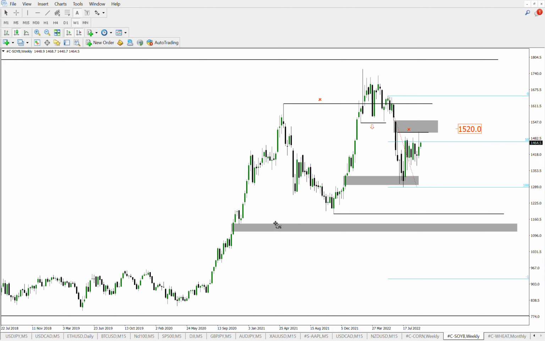All right. So yeah, this is exactly what I'm looking for. Very, very similar fractals, right? Even going back to NASDAQ last week. And so just like corn, this is going to be our first target.